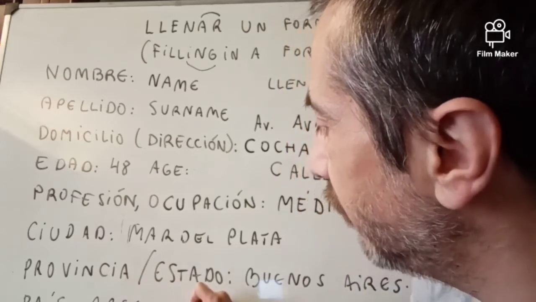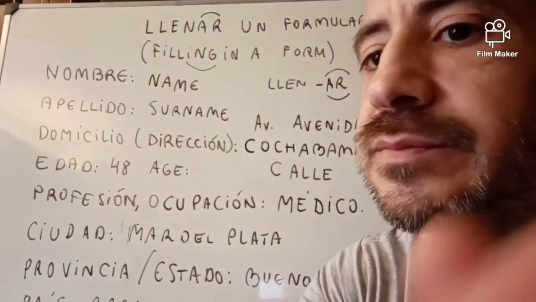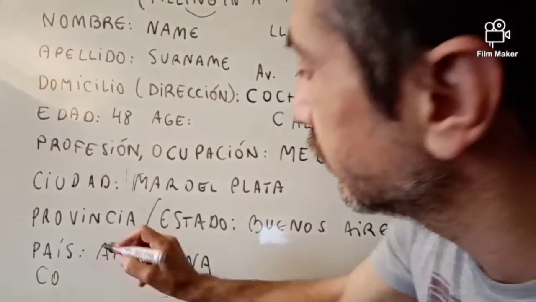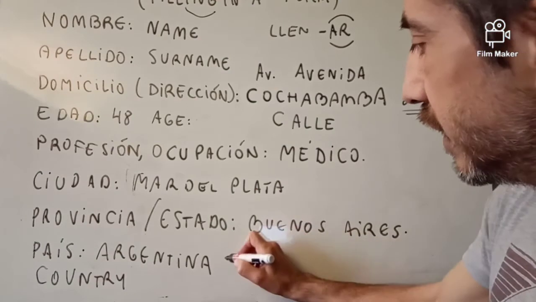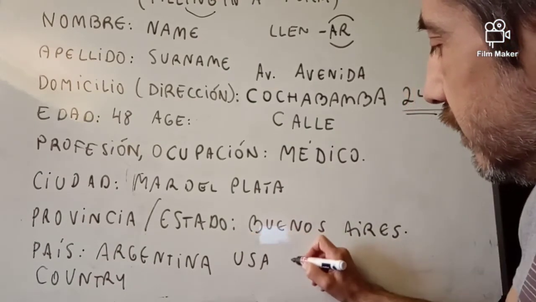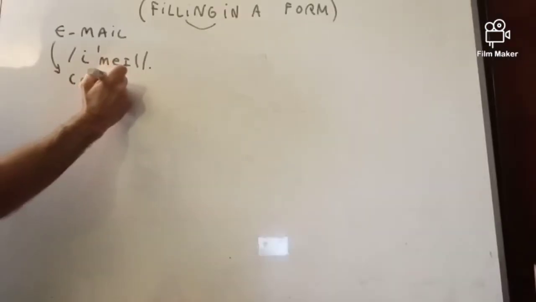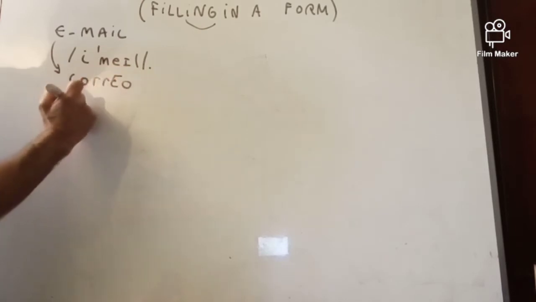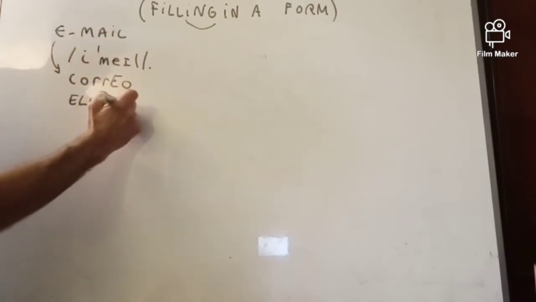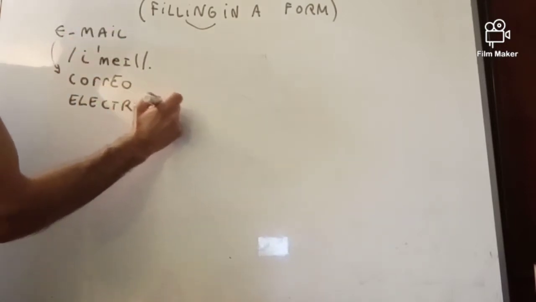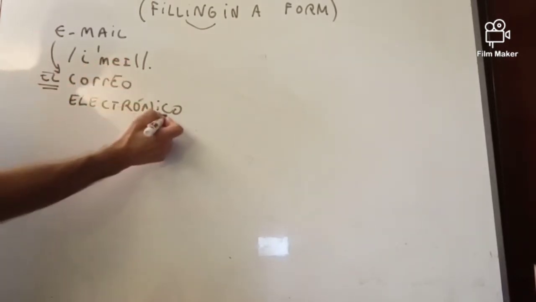So here you put the name of your country. País means country. So Argentina, the USA, England, Spain. It's email, correo electrónico, electronic mail. As it's masculine, el correo, so electrónico.